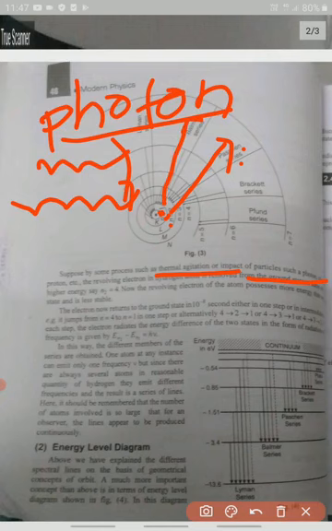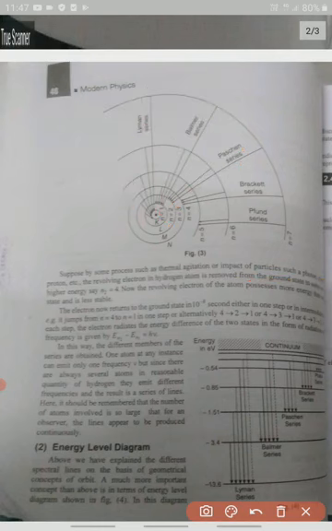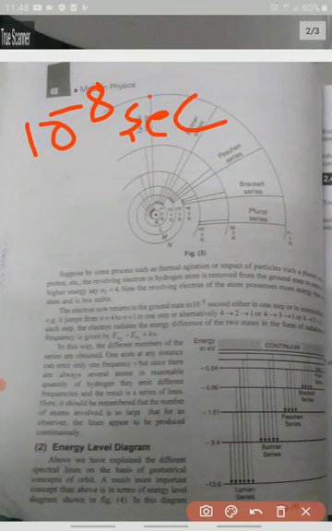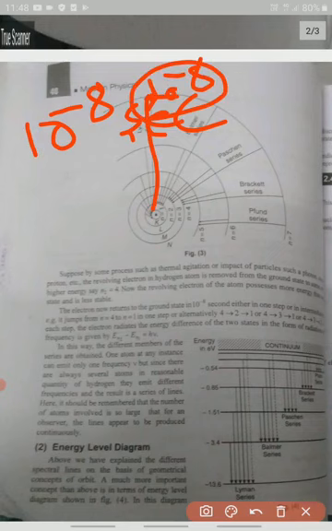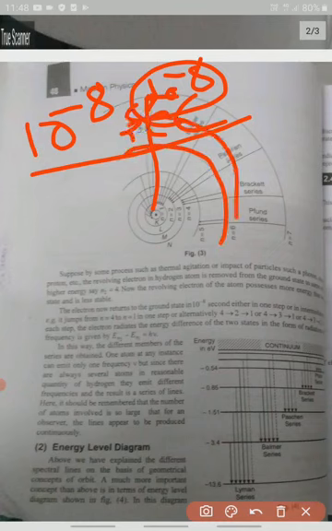Then electrons come back from higher energy levels to lower energy levels automatically. The lifetime of an excited electron is only 10 power minus 8 seconds. Within 10 power minus 8 seconds, electrons move back to the ground state or lower energy levels. We should remember this lifespan: this much time only, the electron stays in the orbit.